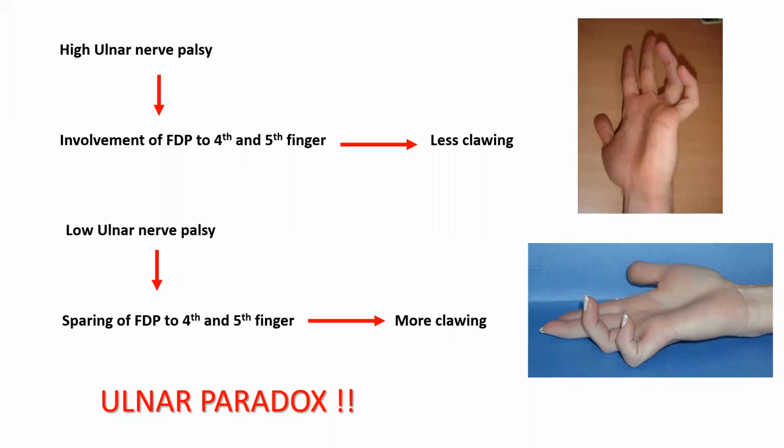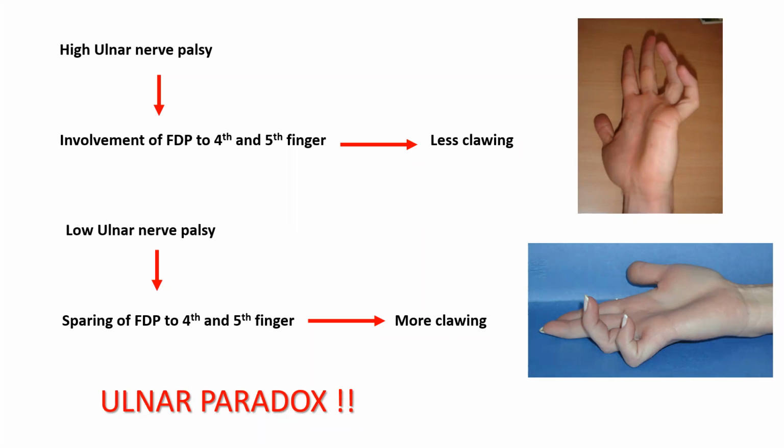Okay, see, when we give a name like high ulnar nerve palsy, you naturally expect the problem to be more, because higher the lesion, more is the pathology. Do you agree? Yes, sir. I'll come to that. See, in case of a high radial nerve palsy, the problem is more. In case of a low radial nerve palsy, the problem is less. This is the natural way of thinking, right?